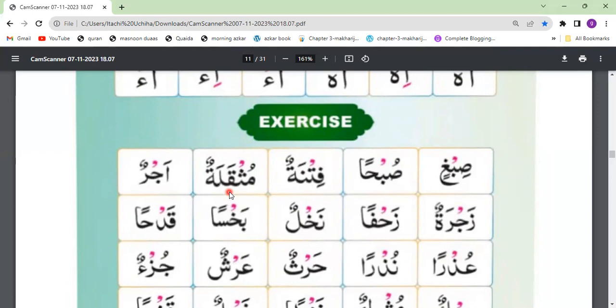It is having a zabar. So we cannot shake the qaf. To shake it, it should have the sukoon above it. Let's sing it. Musqalatun. Over here, the letter jim with the sukoon. It is a qalqala sound. Shake it. Ajrun. Okay, we're done with the lesson over here.